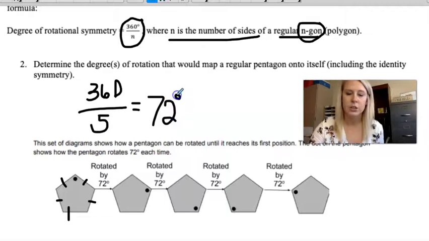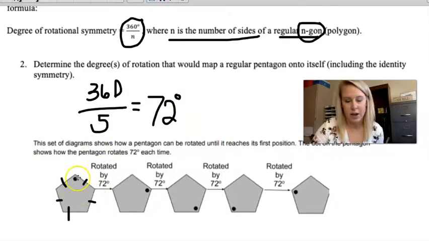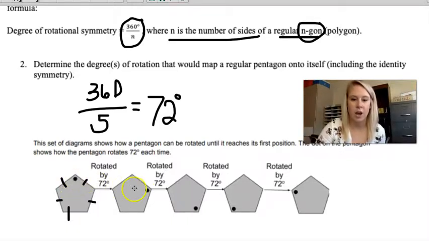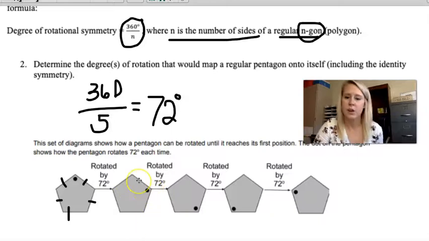Okay, so if I rotate an object 72 degrees, which is kind of hard to visualize, that pentagon will look the exact same. So they kind of did a picture down here to show it. If I put a dot on the top and then I rotated it 72 degrees, that dot would now be in this corner, but the pentagon still looks the exact same. You wouldn't know I turned it unless there was that dot there.